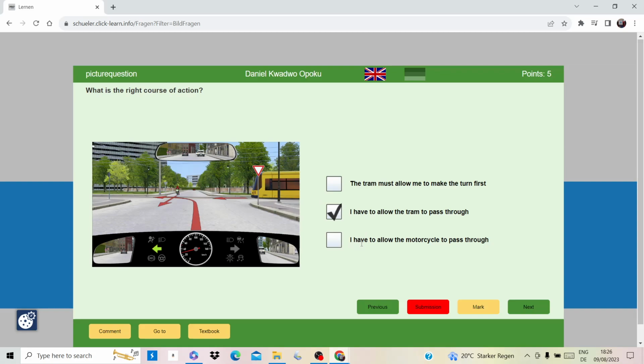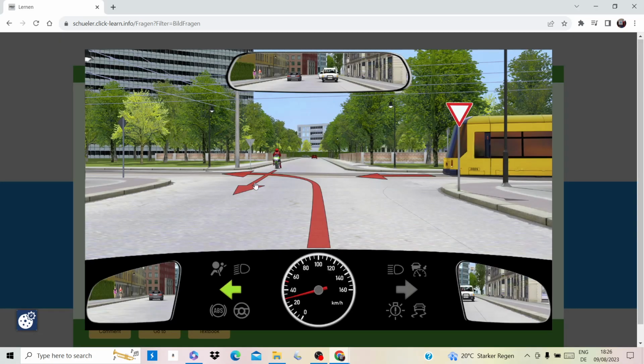Next, I have to allow the motorcycle to pass through. Yes, I have to allow the motorcycle to pass through. Look at the question. It's a difficult question. This is why it's carrying 5 points. It's one of the difficult questions, which if you get wrong, it may not be well for you in your exams.